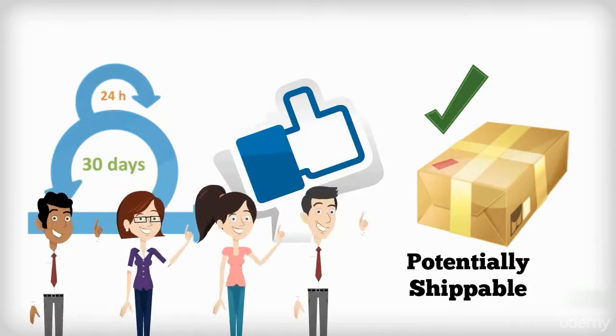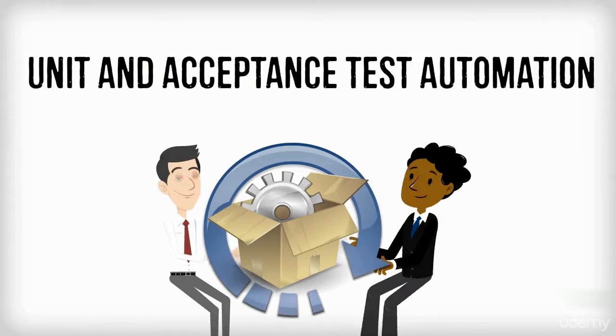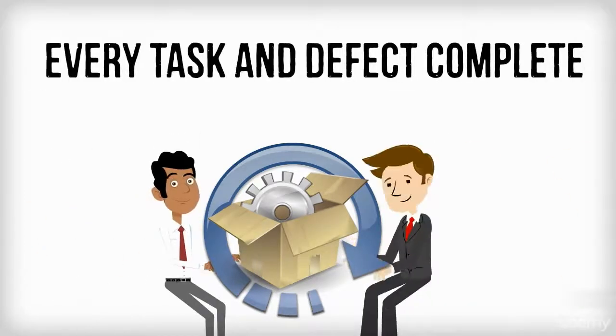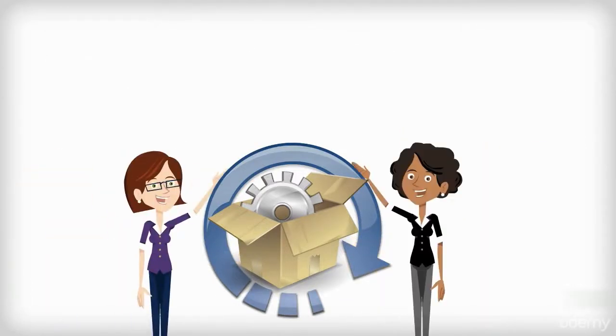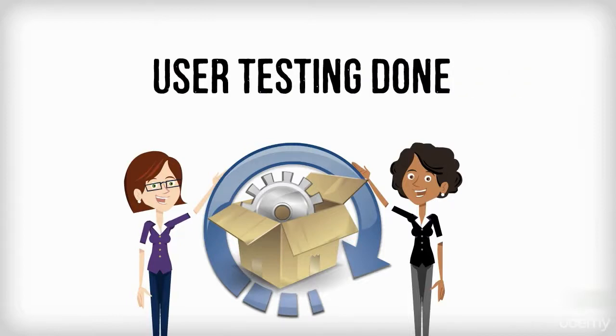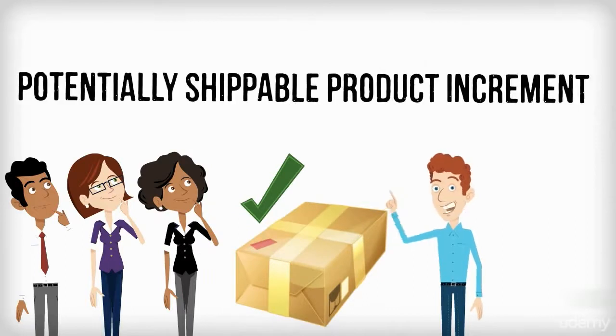By getting the team to decide this, I have observed each expert adding his or her own seal of approval. For example, in a software project, testers may want unit and acceptance test automation. Developers may want every task and defect complete. User experience specialists may want some user testing done, or at least sign-off by a specialist. The Scrum Master should coach here to make sure the team understands that the outcome is a potentially shippable product increment.